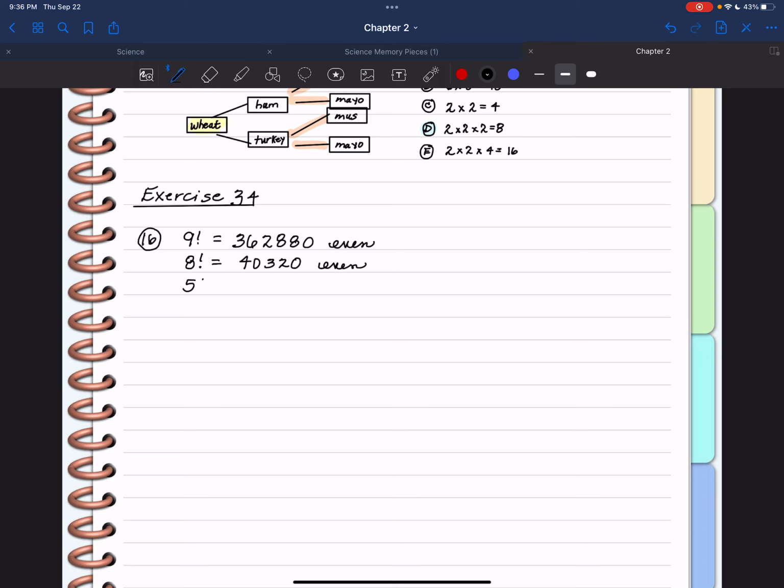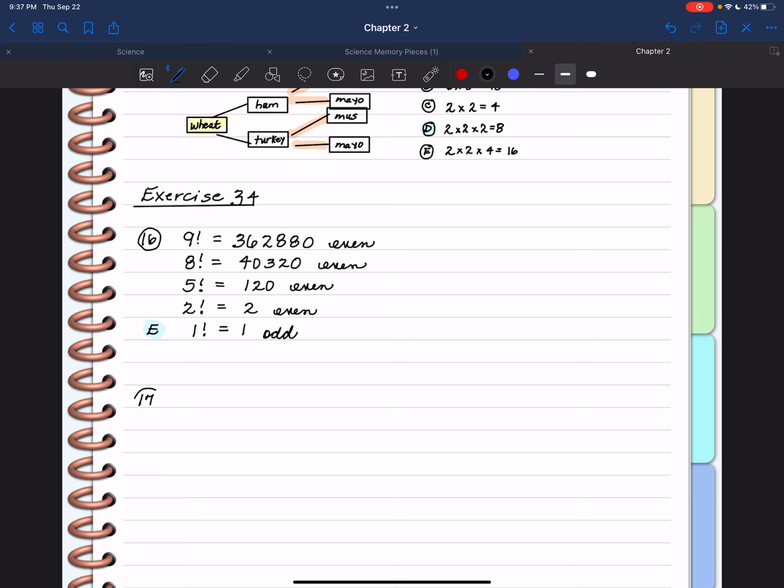5 factorial. I know that one from memory. That's 120. That does not prove Tyler wrong. 2 factorial is going to be 2. That's an even number. So maybe Tyler's not wrong. But then 1 factorial is 1. And that is an odd number. That's the one that proves Tyler wrong. E as in echo.